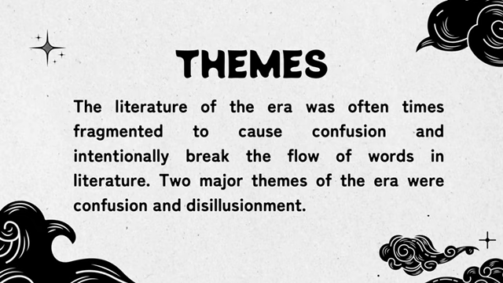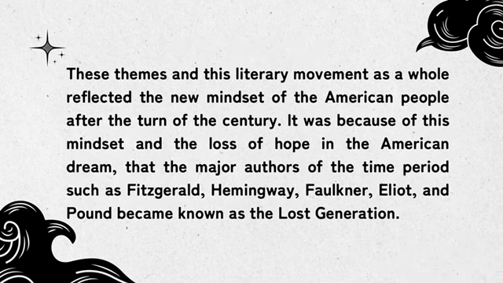Themes. The literature of the era was oftentimes fragmented to cause confusion and intentionally break the flow of words in literature. Two major themes of the era were confusion and disillusionment. The two major themes of modernist literature, confusion and disillusionment, were a reflection of the changing world during the time.